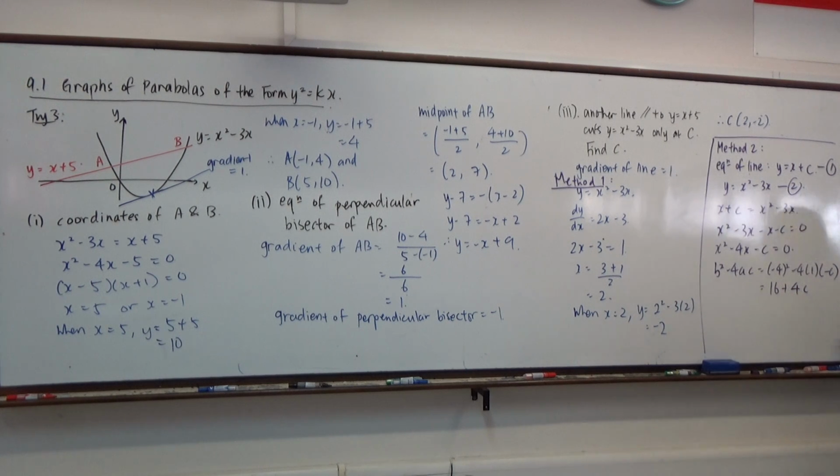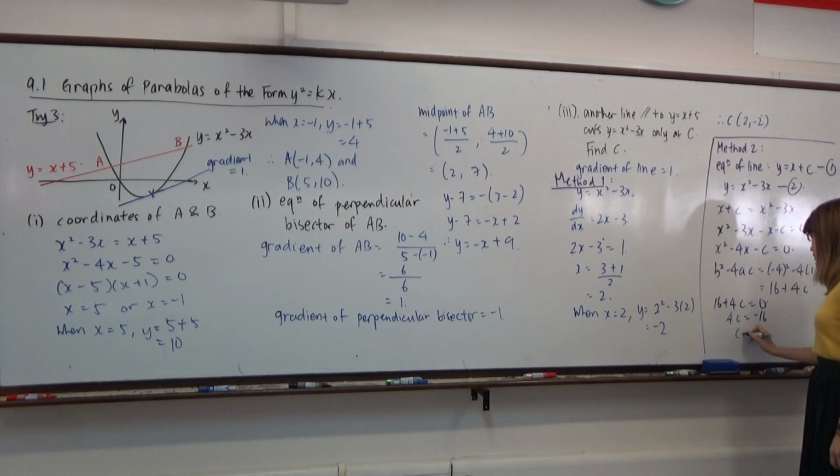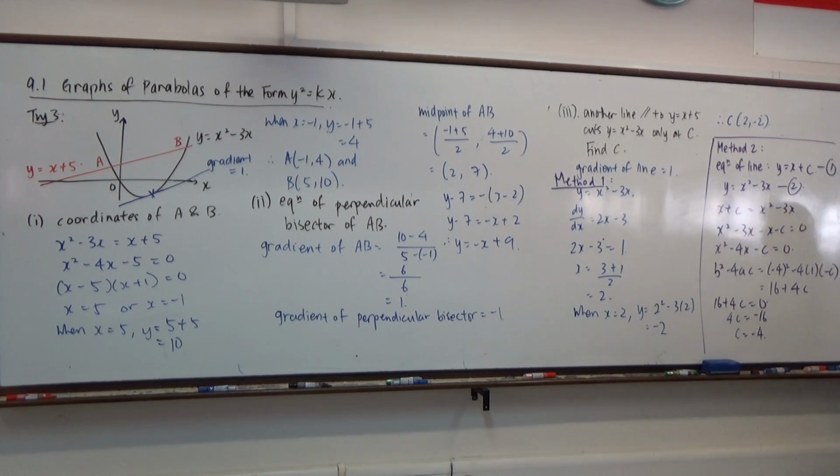Okay, so 16 plus 4c equals 0. Because we know that it is a tangent, this discriminant will have to be equal to 0. So your constant will have to be negative 4. Therefore y equals x minus 4. Your equation will be y equals x minus 4.